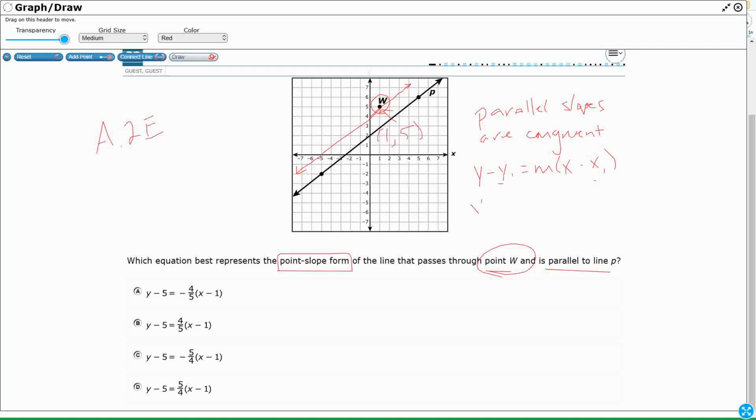So then I can say y minus, and then what's my y1? 5 equals, I'm going to leave that m blank. I'm going to calculate that. x minus, what's my x1? It's 1. And so they all have that. Okay. So then I guess the real work here is to find the slope. Well, let's find the slope.